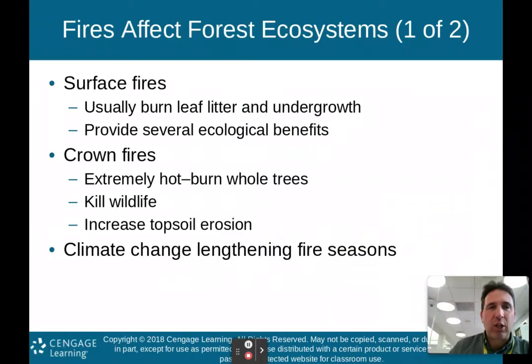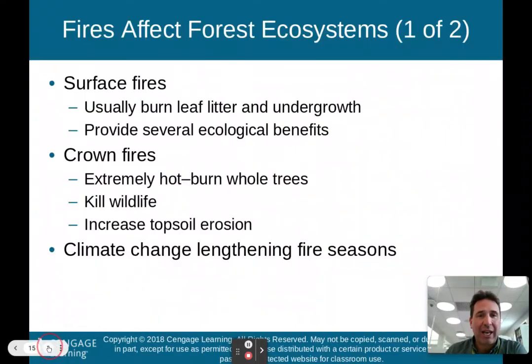Okay, we then have to talk a little bit about fires, because fires do affect forest ecosystems. We have forest fires every year throughout the world, and many of them are natural, and many of them are actually positive for ecosystems. We have surface fires, which usually burn leaf litter and undergrowth. They actually provide several ecological benefits that we'll talk about. Then we have what's known as crown fires. They are extremely hot. They burn the whole trees. They kill wildlife, and they increase topsoil erosion. And we talk about how climate change has been lengthening the fire seasons in many parts of the world.